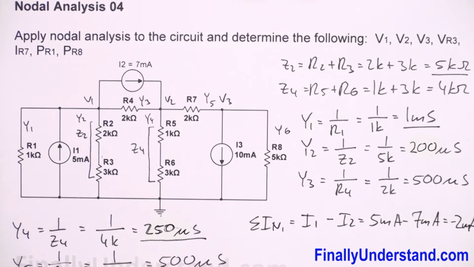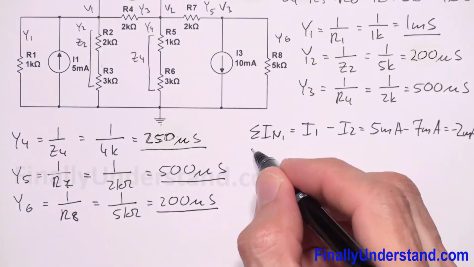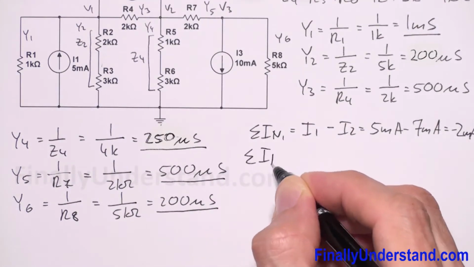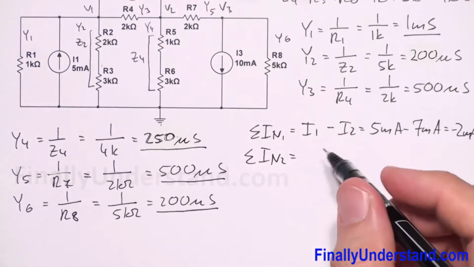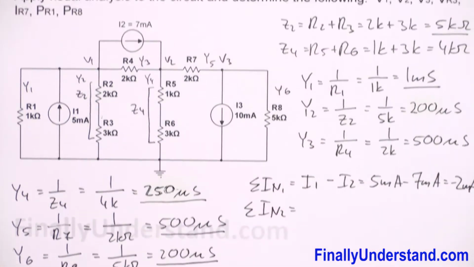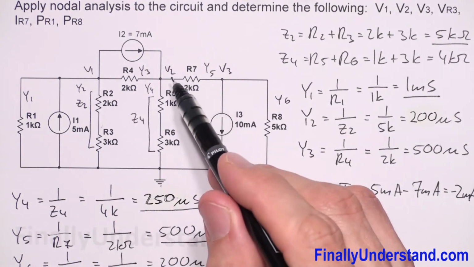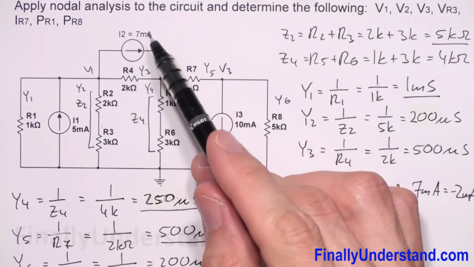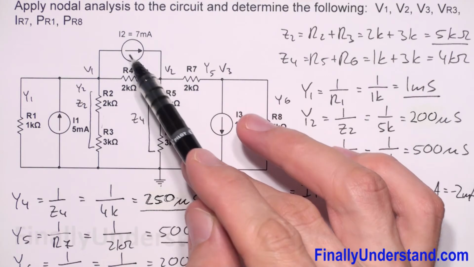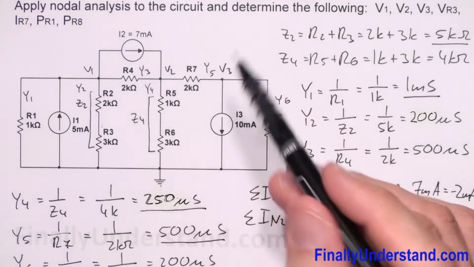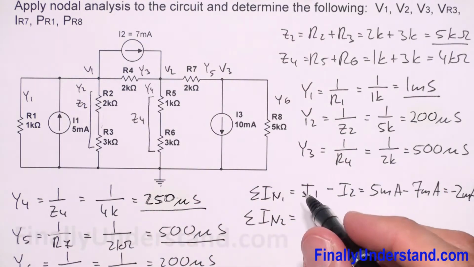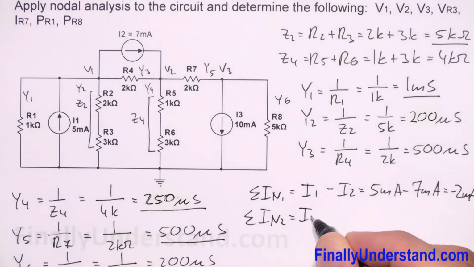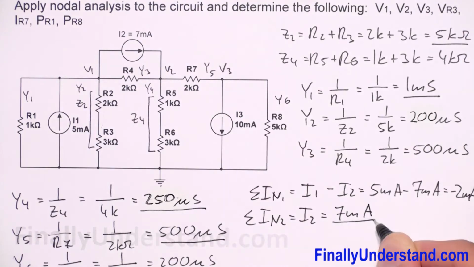Okay, so next I'm supposed to find the sum of the currents at node 2. So please notice that only one current source is connected to node 2, my current source I2, and the current is coming to the node. That's why this is going to be positive current. That's why I'm going to write over here I2. I2 is equal 7 milliamps.